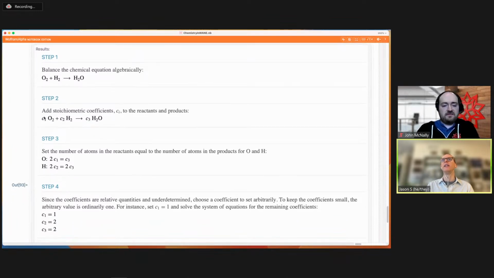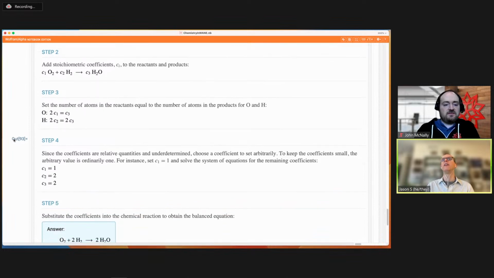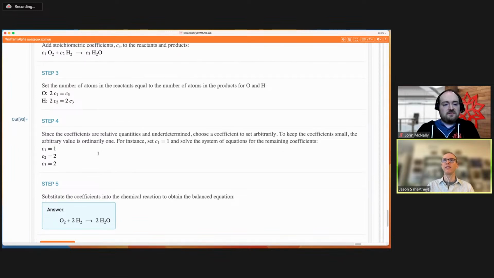So we go through and add stoichiometric coefficients using the symbology that's defined by international standards. We set up some equations. We talk about how to fix this, choose a set of equations, and then we come back to an answer. And it's important, as it's noted here, that this is a system of equations.